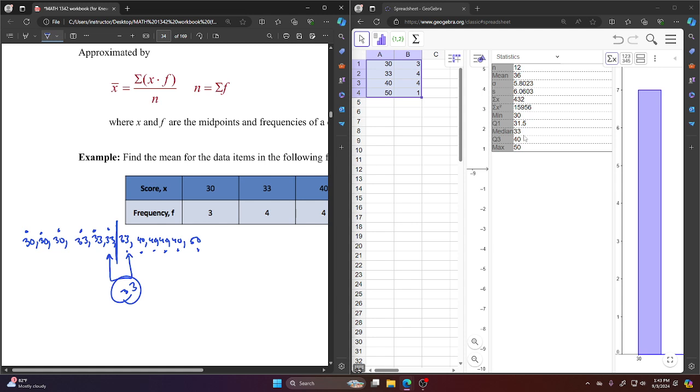Boom. And that's what it's doing for us. We don't have to do that anymore. Isn't that cool? GeoGebra's doing it all for you. This class is type it in, get the answers. Isn't that cool?